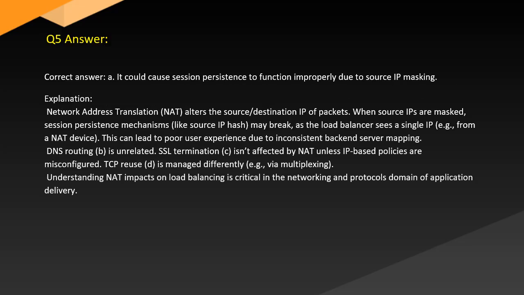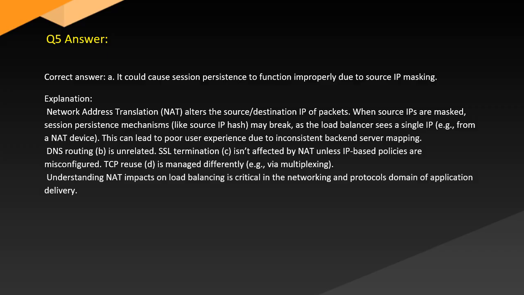Answer. Correct answer A. Could cause session persistence to function improperly due to source IP masking. Explanation. Network address translation, NAT, alters the source or destination IP of packets. When source IPs are masked, session persistence mechanisms like source IP hash may break as the load balancer sees a single IP from a NAT device. This can lead to poor user experience due to inconsistent backend server mapping.